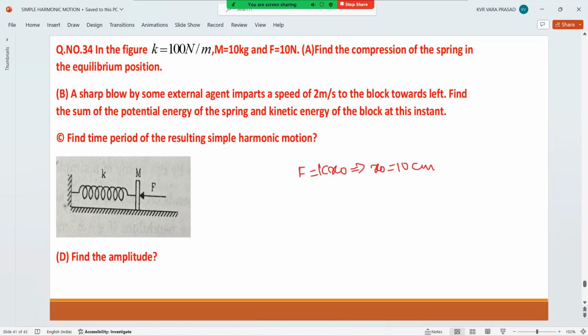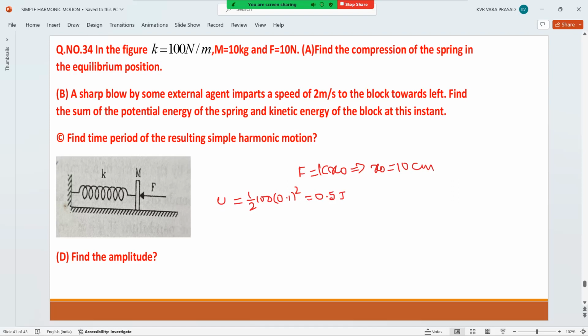Second one, it is asking potential energy and kinetic energy at that instant. See how much it is. Potential energy U equal to half kx square. X value 0.1 meter. Okay. Half kx square, that is equal to 0.5 joule. Okay.